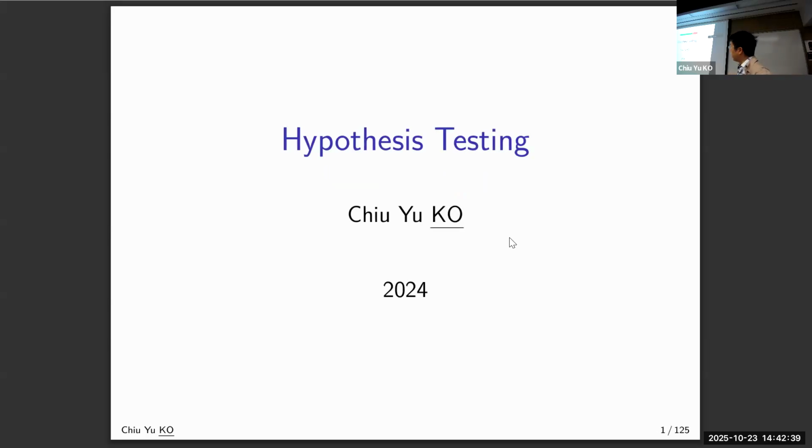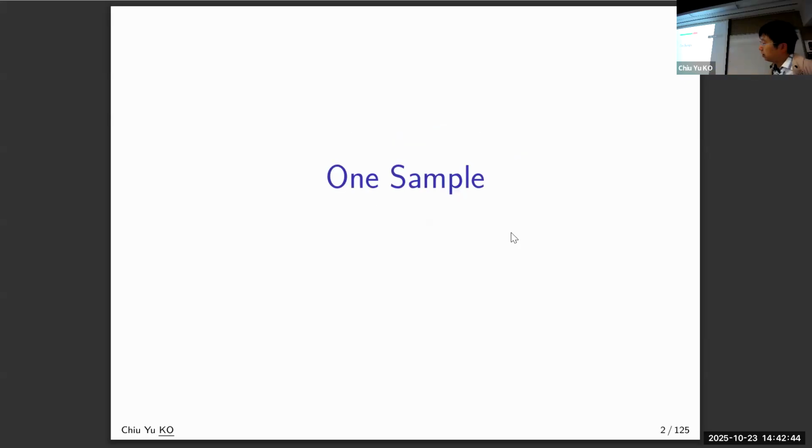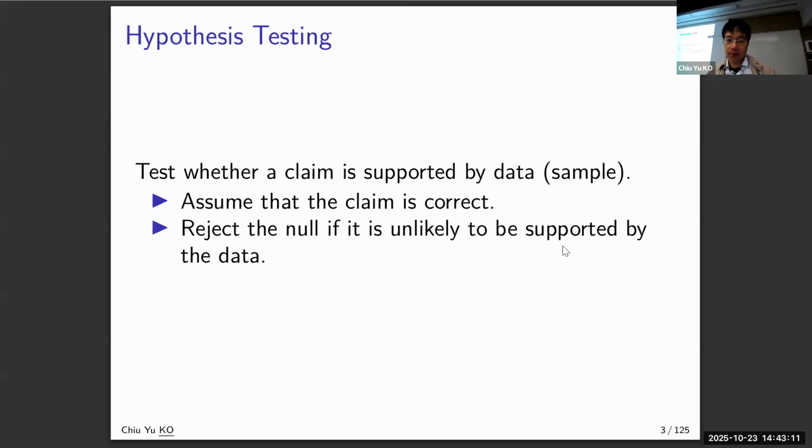So hypothesis testing, we will have two different parts. The first part is one sample. The second part is two sample. One sample means we only have one data set. The two sample we have two data sets. And the two data sets will be something closer to A/B testing. But we focus on one sample first, because two sample will be very similar. And one sample is also very useful when we do a lot of hypothesis testing.